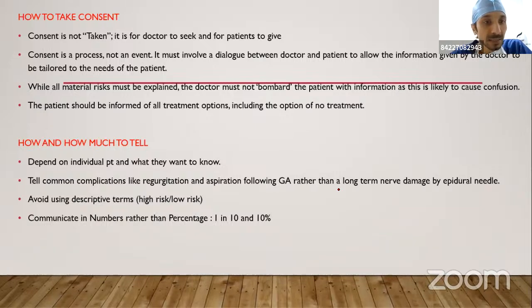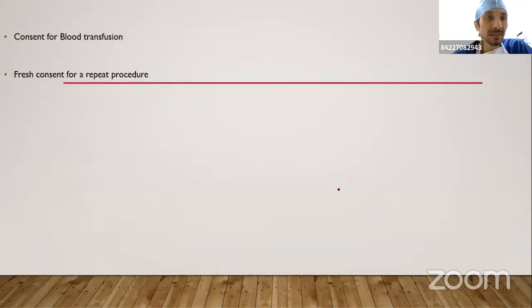How much to tell the patient? It depends on the individual patients and what they want to know. We should tell common complications like regurgitation and aspiration that follow in general anesthesia, rather than telling about a remote complication like long-term nerve damage following an epidural needle. Avoid using descriptive terms like high risk, low risk, and it is better to communicate in numbers like 1 in 10 rather than using percentages like 10%, 20% risk.